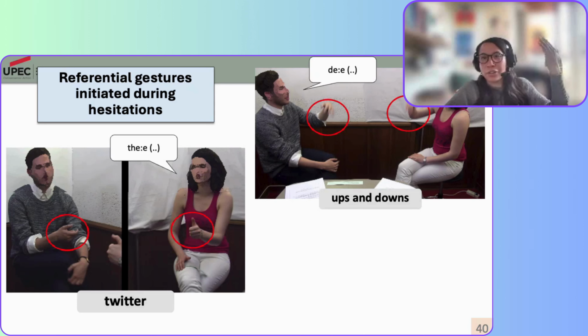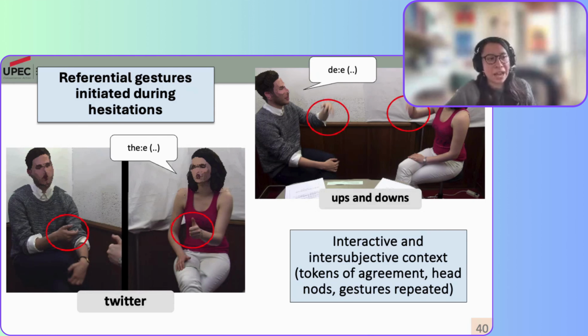And so you see, the hesitations paved the way for the gestures. They kind of gave room, they gave space for the gestures. And then we have the lexical affiliate, Twitter, or ups and downs. And so you see, they really happen in this interactive and intersubjective context, when you have tokens of agreement, head nods, and a gesture repeated. Because you see the gestures initiated by the L2 speakers were also repeated by the L1 speakers, again, to reinforce mutual understanding. So it's not just about producing hesitations, it's about how you produce them, and if they happen to co-occur with gestures, it's not so much disfluent anymore, but rather fluent.